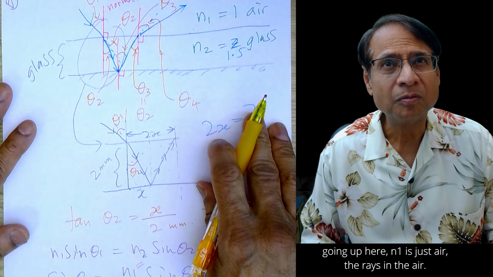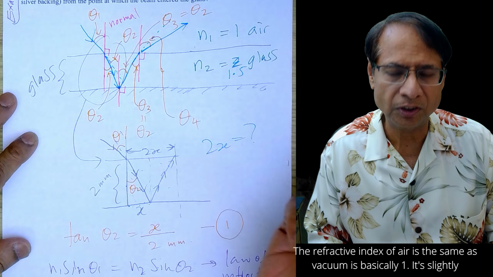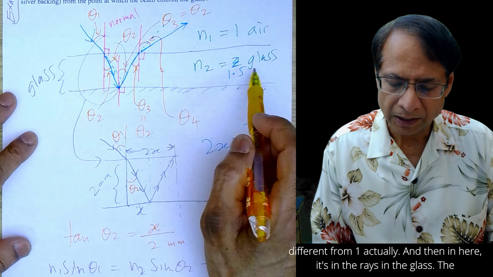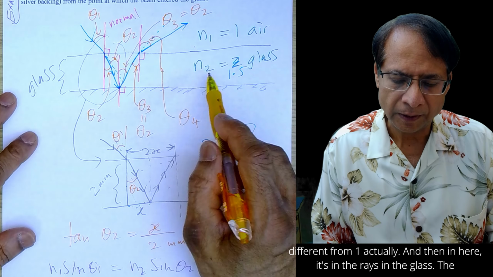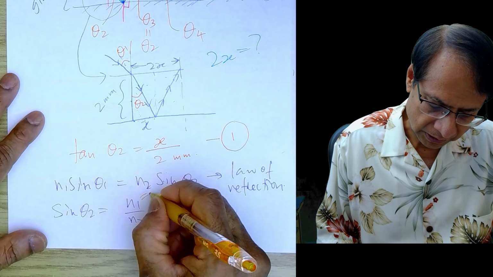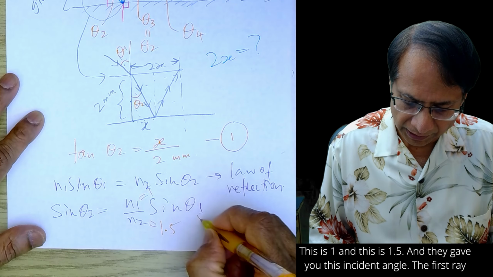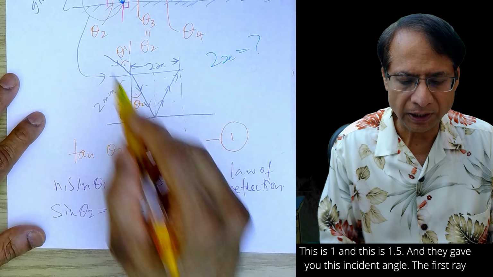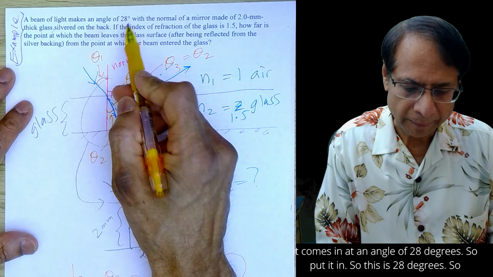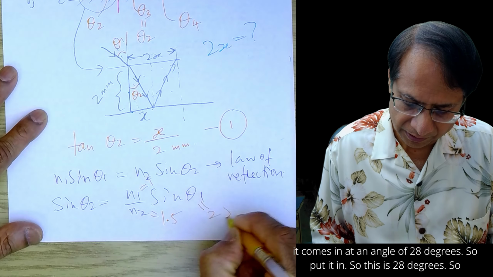Going up here, n1 is just air, the rays in the air. The refractive index of air, the same as vacuum, is basically 1. It's slightly different from 1 actually. And then in here it's the rays in the glass. The refractive index n2 of glass is 1.5. So put those numbers here. This is 1 and this is 1.5, and they gave you this incident angle. The first ray comes in at an angle of 28 degrees. So put it in.